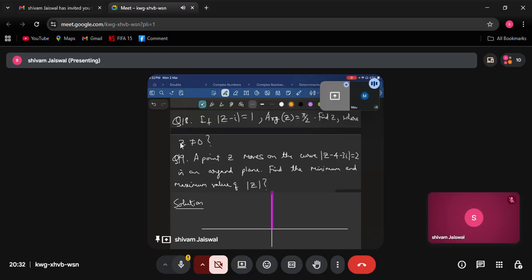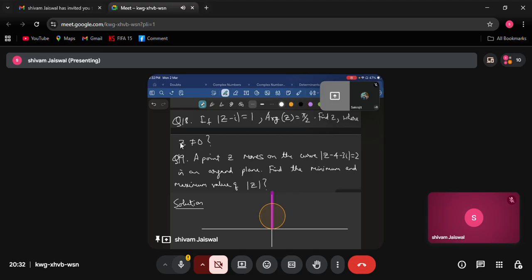What does mod z minus iota equal to 1 represent? A circle with radius 1 and 0 comma 1 as center. Yes. So it will touch the origin also. Right, tell me.